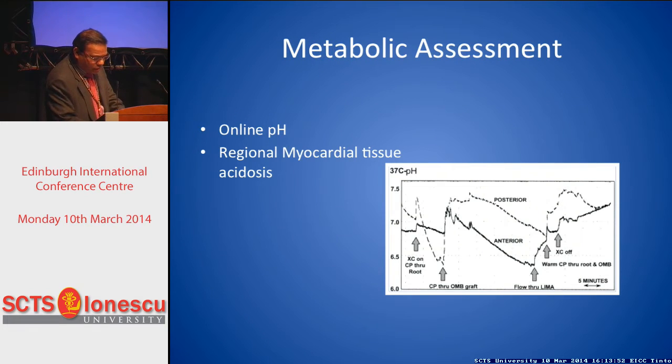This is another way of assessing graft flow. This relies on online pH measurement of the regional myocardium. You have pH electrodes which are inserted in the muscle subtended by the coronary artery that is being grafted. And when the cross clamp goes on and while the distal anastomosis is being performed, you see an increase in acidosis because of anaerobic metabolism and collection of hydrogen ions.